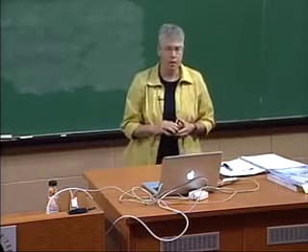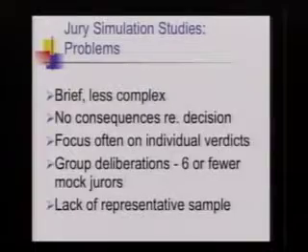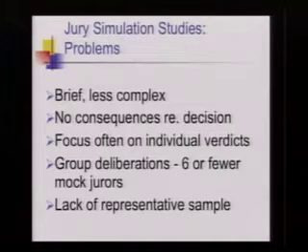So that's the problem. The majority of research focuses on individual verdicts. That was not true of the Kramer et al. study, but most of the research has focused on individual verdicts. We don't have individual verdicts. We have a group process, group verdicts after deliberation. If you add group deliberations, you're adding an extra hour or so onto experiments. So often people want to get the experiments done and off they go.